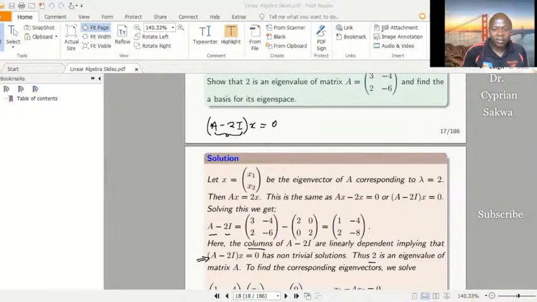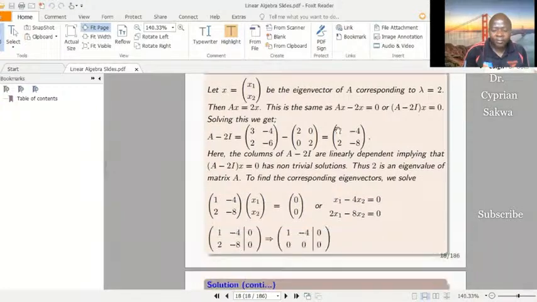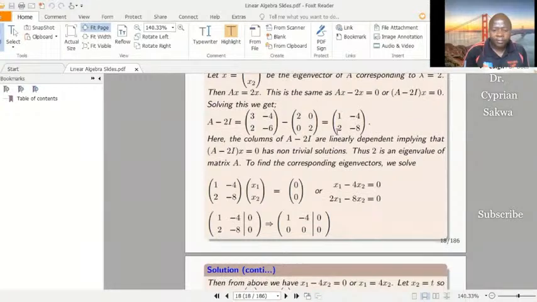Now that one is very easy. What is in fact very important is to find the eigenvector and then the eigenspace. That's what the question wants us to find: the basis of the eigenspace. That means proceed and find the eigenvector first, and then write it as a set. So we proceed with Ax minus 2x equal to 0. Solve this by Gaussian elimination.